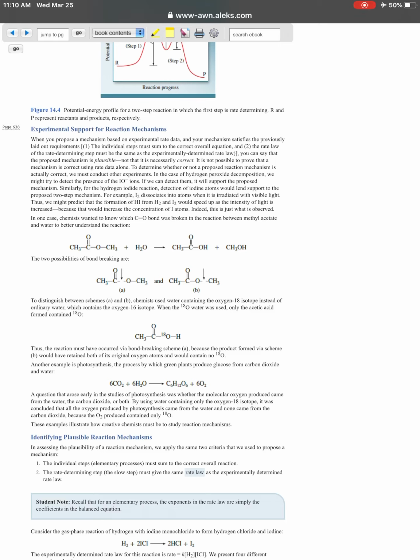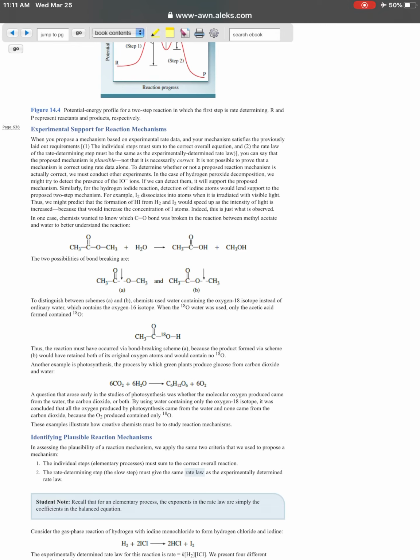Notice where that's occurring. To distinguish between schemes A and B, chemists used water containing the oxygen 18 isotope instead of ordinary water, which contains the oxygen 16 isotope. When the oxygen 18 water was used, only the acetic acid formed contained the O18. Thus, the reaction must have occurred via bond breaking scheme A, because the product formed via scheme B would have retained both of its original oxygen atoms and would contain no oxygen 18.